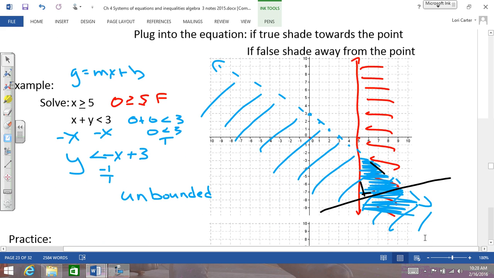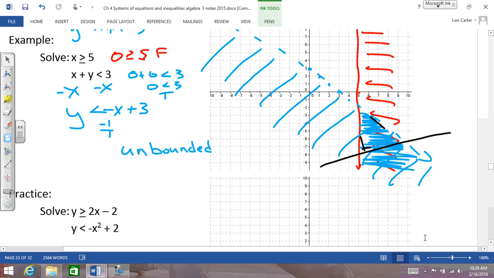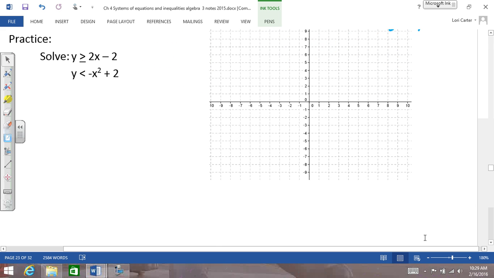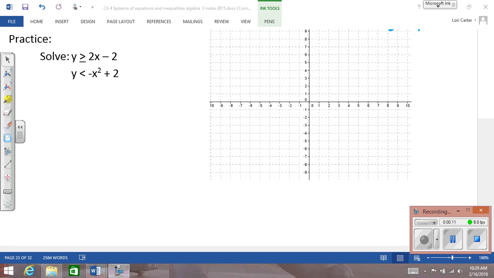This is basically just very simple. I get the 0, 0, but if it's true, you shade towards it, and if it's false, you shade away, the other direction. Okay, let's graph the first one.